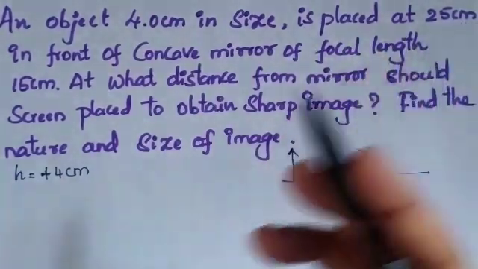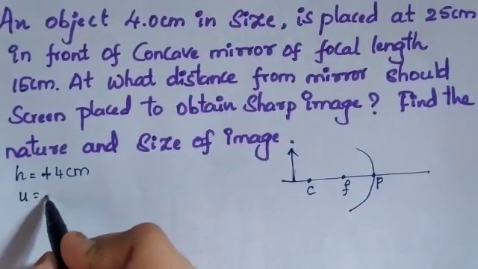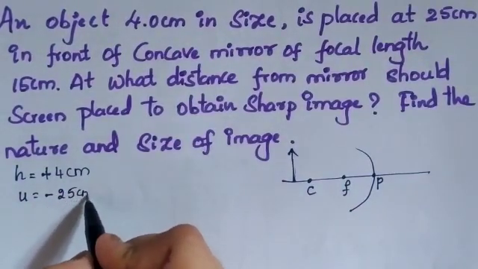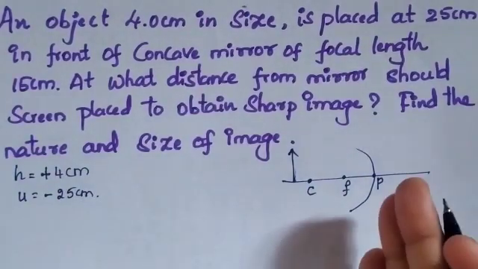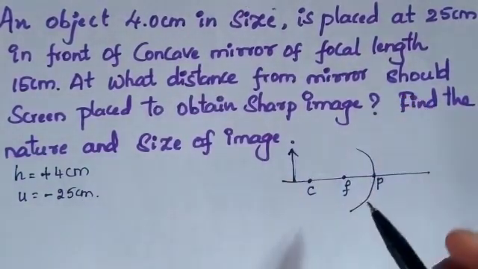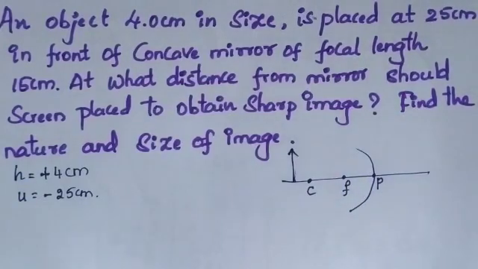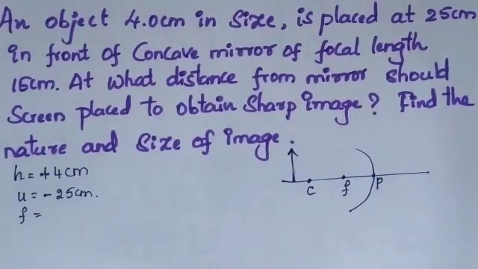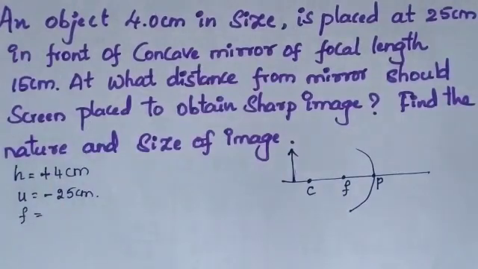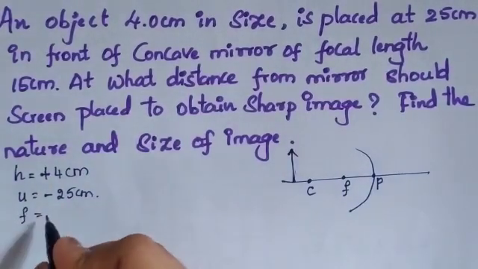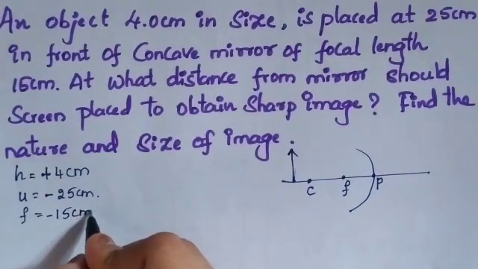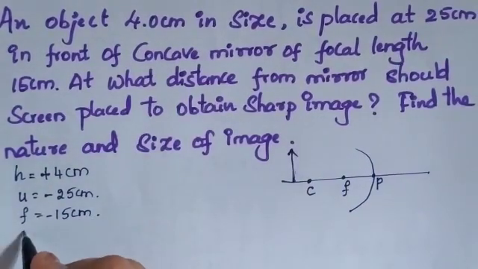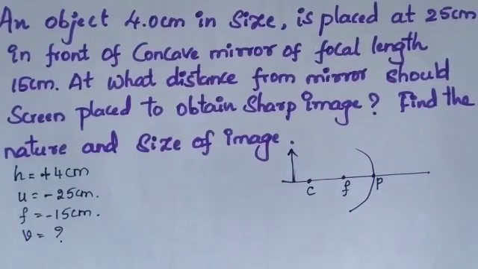It is placed at 25 centimeter, so the U value given is minus 25 centimeter, because the object is always placed on the left side of the pole, that is, the left side of the origin, so it will be negative 25 centimeter. F, the focal length, here is given as 15 centimeter. In the case of a concave mirror, it will be negative 15 centimeter. What do we have to find? We have to find the image distance V, and H dash, that is, the height of the image.